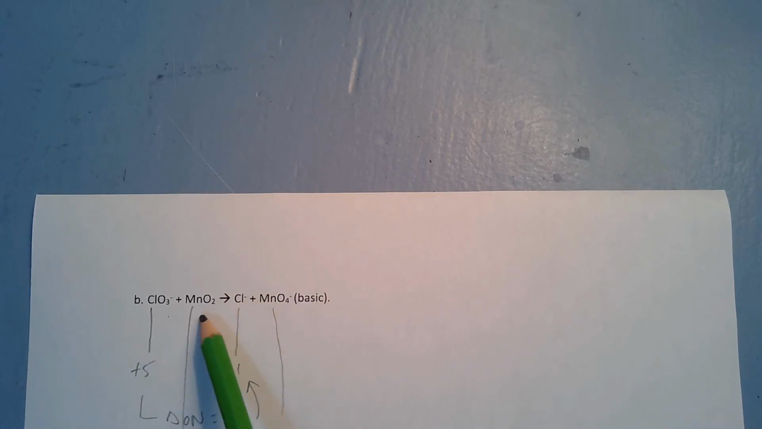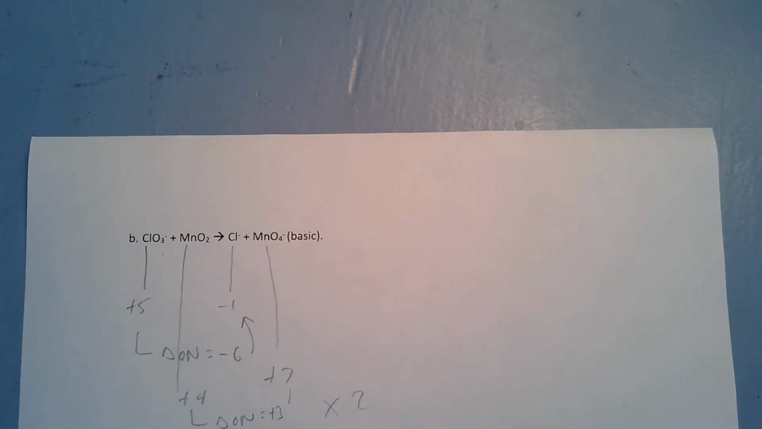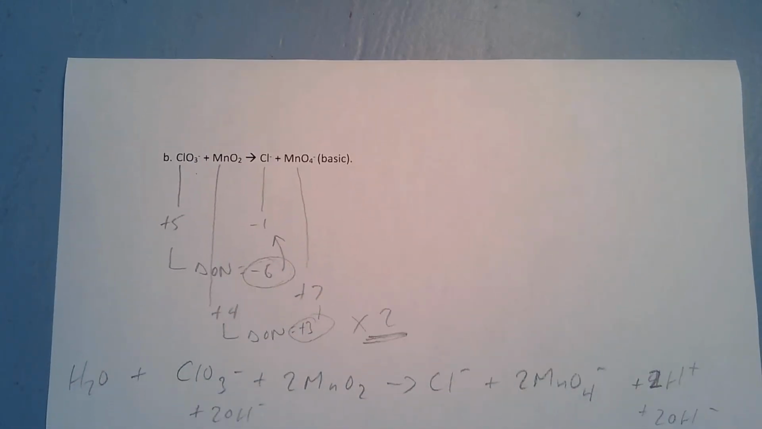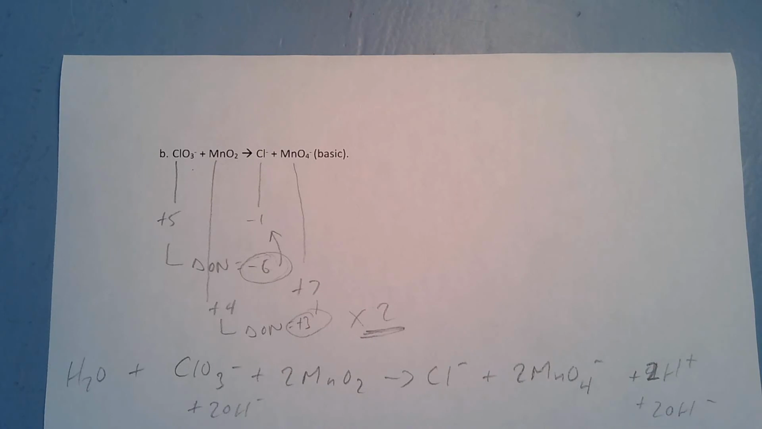Okay, manganese, you've got plus 4 here, and then you've got plus 7 here. So that one's been oxidized, and so now this one here is minus 6. This one is plus 3, so in order to get them the same, we have to multiply this one by 2. So we multiply by 2, and so this is 2MnO4. The chlorines stay as is.